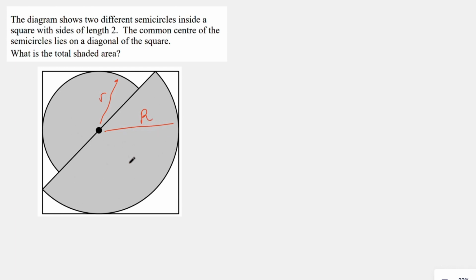Okay, so can we perhaps get some equations involving little r and big R? Well, yes, we can. If we look at this part of our diagram here, that's of length little r. And if we extend that straight line down here, that's of length big R. So we get one equation straight away: little r plus big R must be equal to 2.